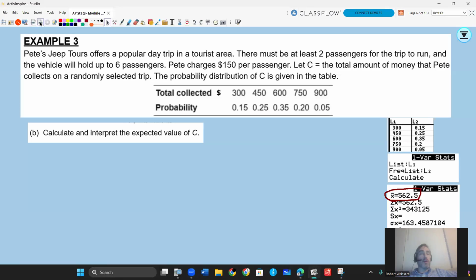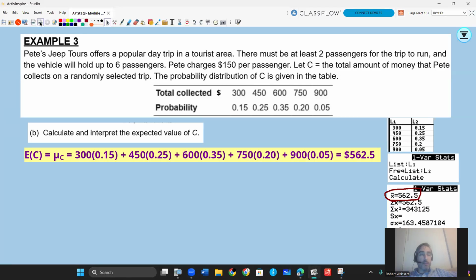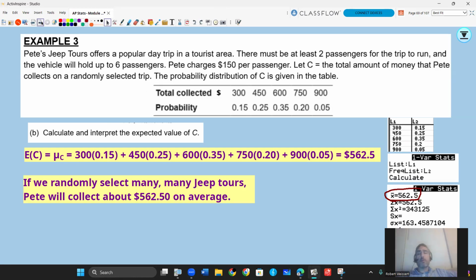Our expected value will be E of C in this case, because C is our random variable. We're going to take 300 times 0.15 plus 450 times 0.25. You could use the dots in here if you want. I didn't because there's only 5 numbers. But you should get $562.50. To interpret that, if we randomly select many Jeep tours, Pete's going to collect about $562.50 on average.